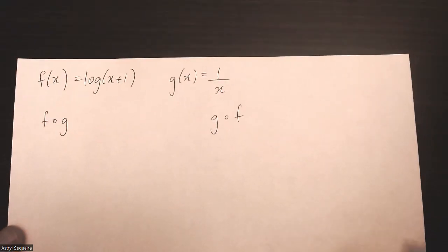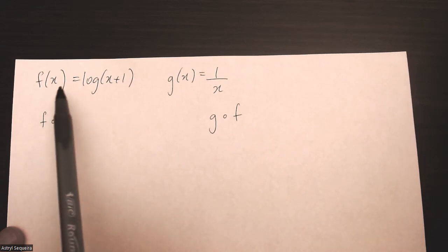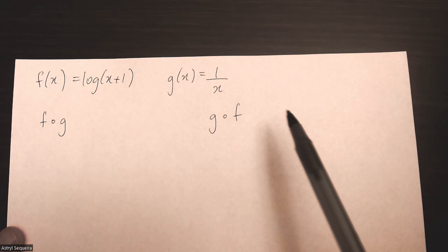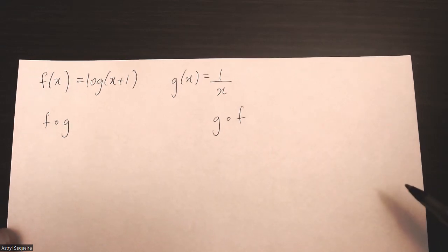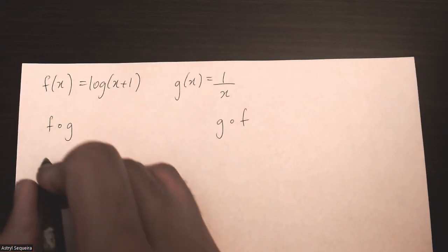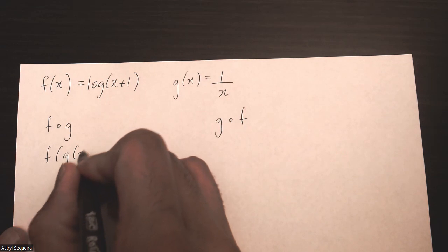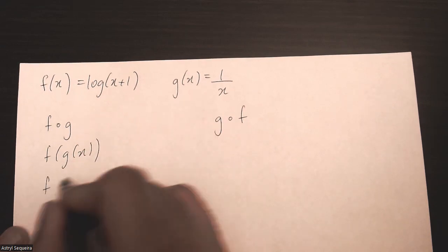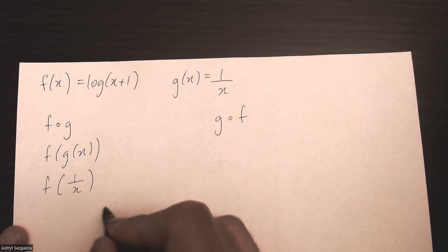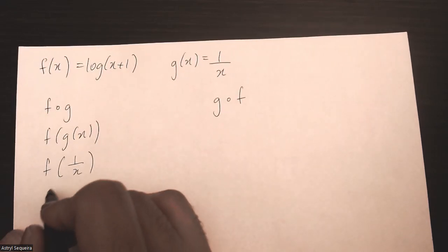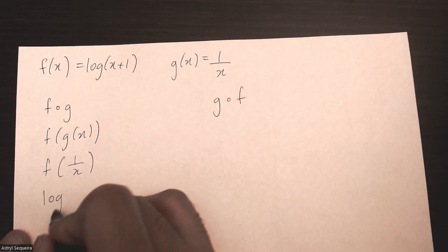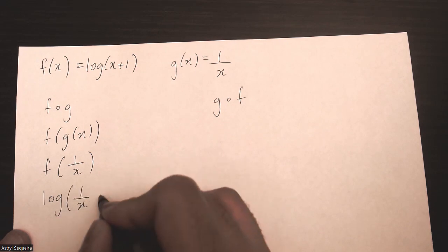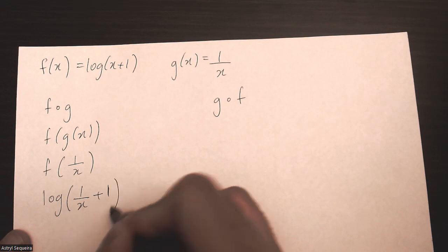All right, in this video, we want to find the composite functions of these two functions, basically f of g of x and g of f of x. And once we find the composite functions, we want to find the domain, the range, and the vertical asymptotes of each function. So let's start with f of g of x, which is just f of 1 over x, which is just the log of 1 over x plus 1.